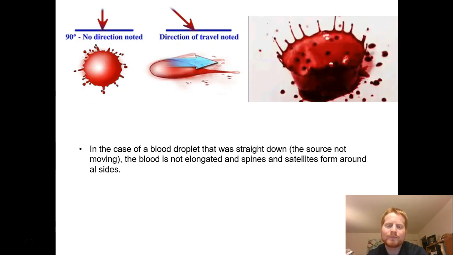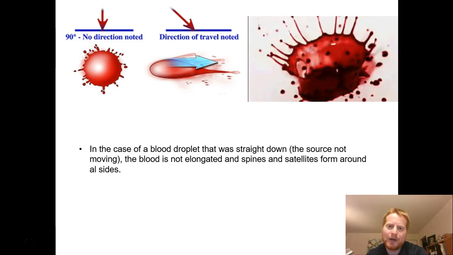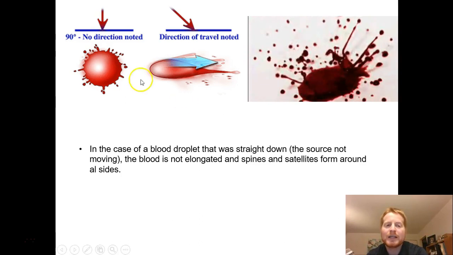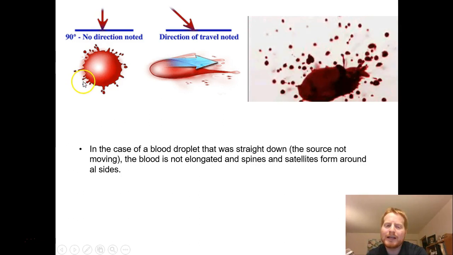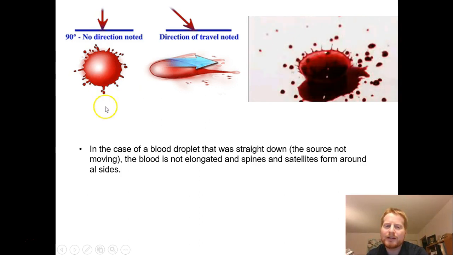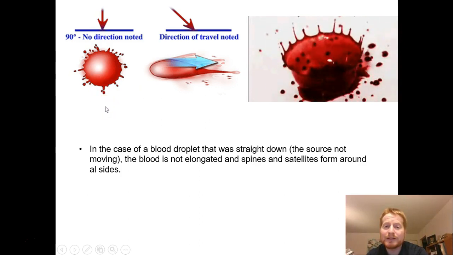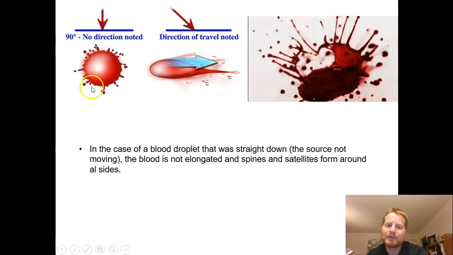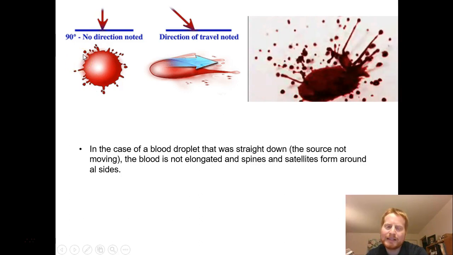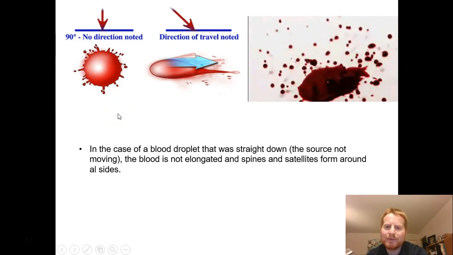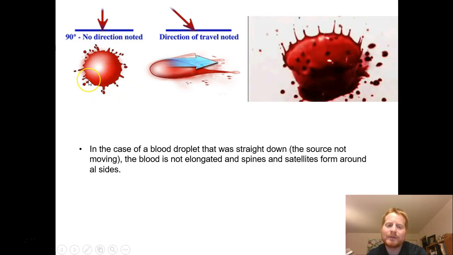Now what's also important is if blood happens to drop straight down, so let's say it had no motion except for just dropping straight down onto the floor or onto the surface, then it's going to have an equal spread of spines and satellites, and they're not going to be leaning more to one direction. When blood has directionality, there's going to be more of an emphasis on spines to one side. So maybe if the person was going to the left, we would see more satellites or more spines to the left, or only satellites and spines on the left side. But if blood was dropped straight down without much motion to it, then we're going to see an equal distribution of spines and satellites going around the blood.